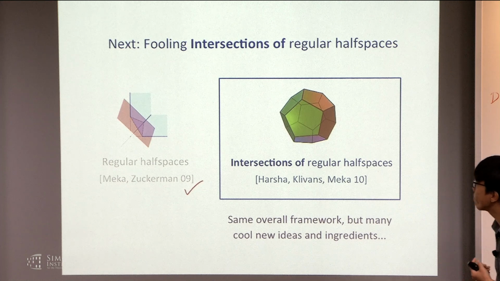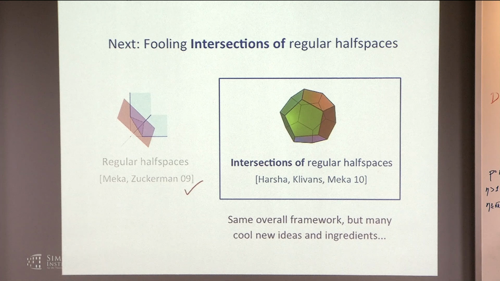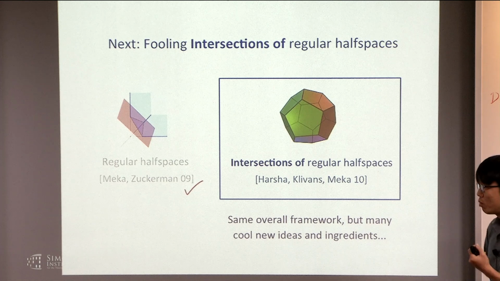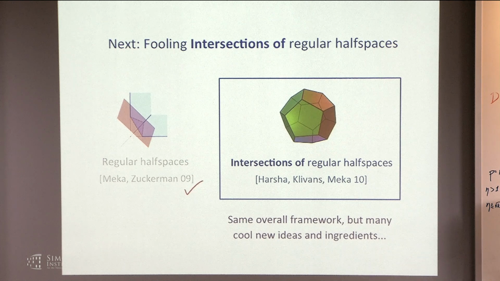You can think, okay, now I'd like to fool the intersections of m many regular half spaces, where you can think of m as n squared. We'll see it's the same overall framework, but they have many cool new conceptual and technical ideas and ingredients. I'm just going to have time to highlight, in fact, just one. Okay, so we are given a polytope where every facet is regular.